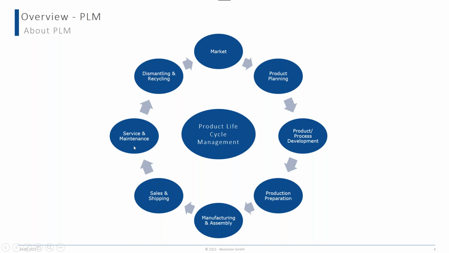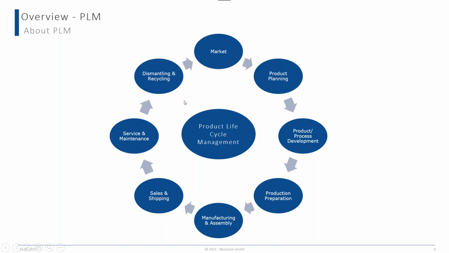After the sales and the shipping, once we have delivered to the customers, we have the service and the maintenance of the product. And at the end, as a final stage, it's maybe the dismantling or the recycling of the product. And then again, it starts with one. So it's the complete life cycle of the product: how it started, then the planning, production, sales, and at the end, it's gone.